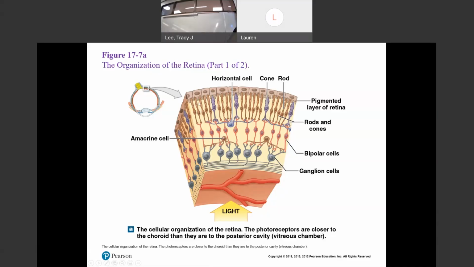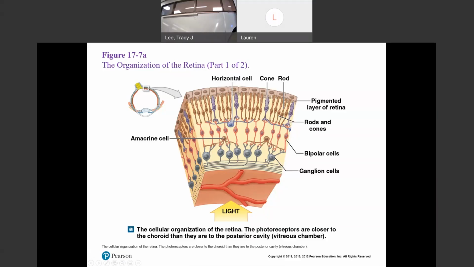The rods in this picture are these little brownish looking cells here. The cones are these purplish ones. So you can see we have a lot more rods than we do cones. The rods are sensitive to light, and these guys are for color. And we're going to talk about some of these cells in here. Here's a horizontal cell, an amacrine cell, and then our ganglion cells.